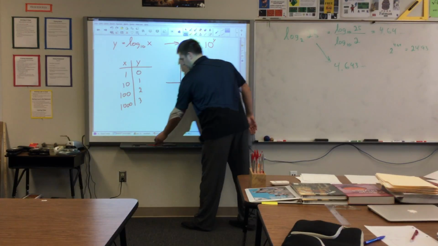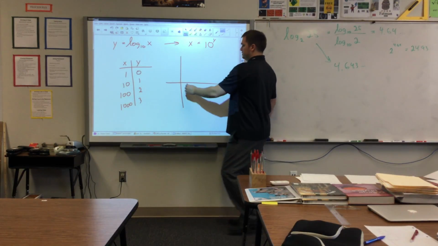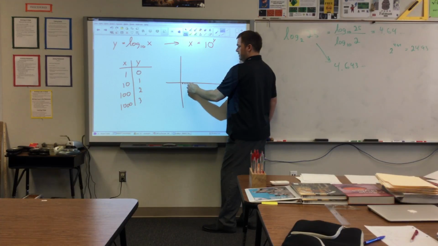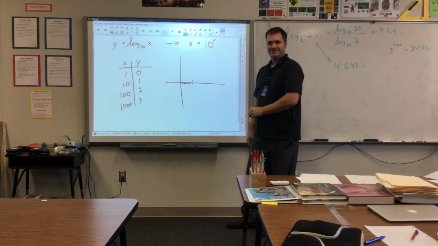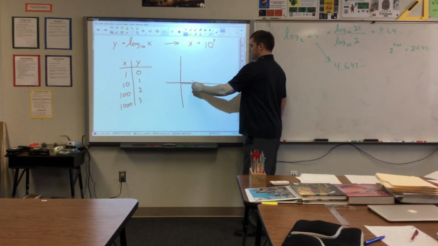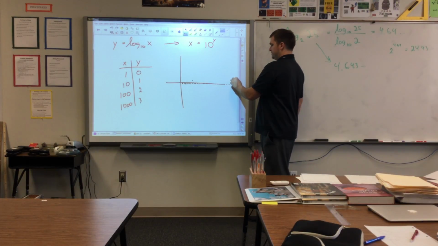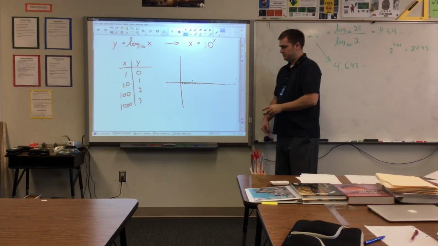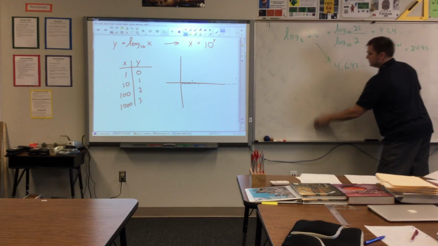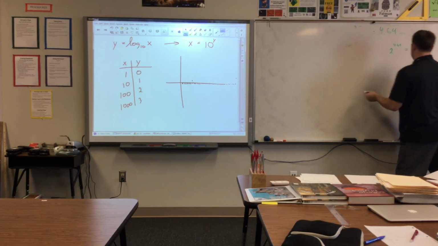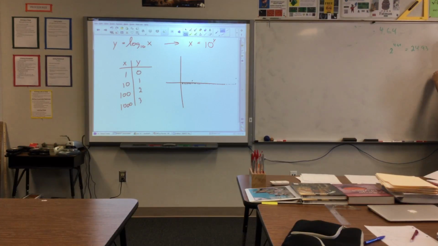So let's think about what that graph looks like. So when x is 1, y is 0. So it's right there. When x is 10, 1, 2, 3, 4, 5, 6, 7, 8, 9, 10. Then we go up 1. When x is 100, then we're up to 2. All right. When x is 1,000, so 10 times that, so like all the way over here. Then I'm up at 3. Are you seeing this?